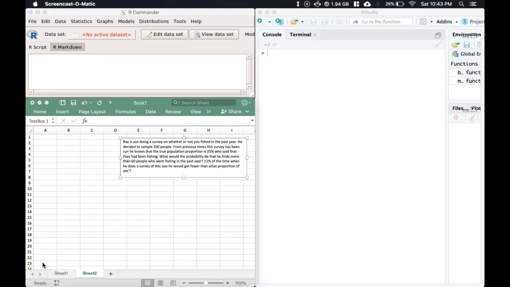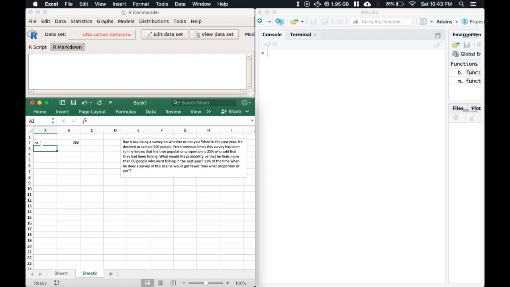Okay, so to finish up our central limit theorem section, let's do one with respect to proportions. So we're still going to do the same idea, but we've got to tweak it just a little bit more. So let's go ahead and get started. It says Ray is out doing a survey on whether or not you fished in the past year. He decided to sample 200 people. So first things first, our sample size n equals 200.